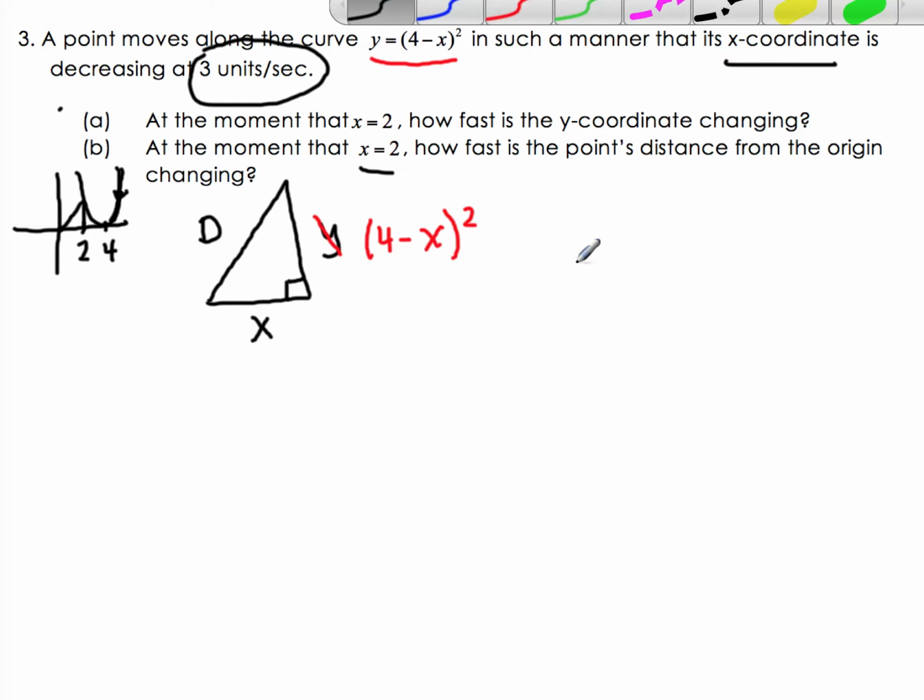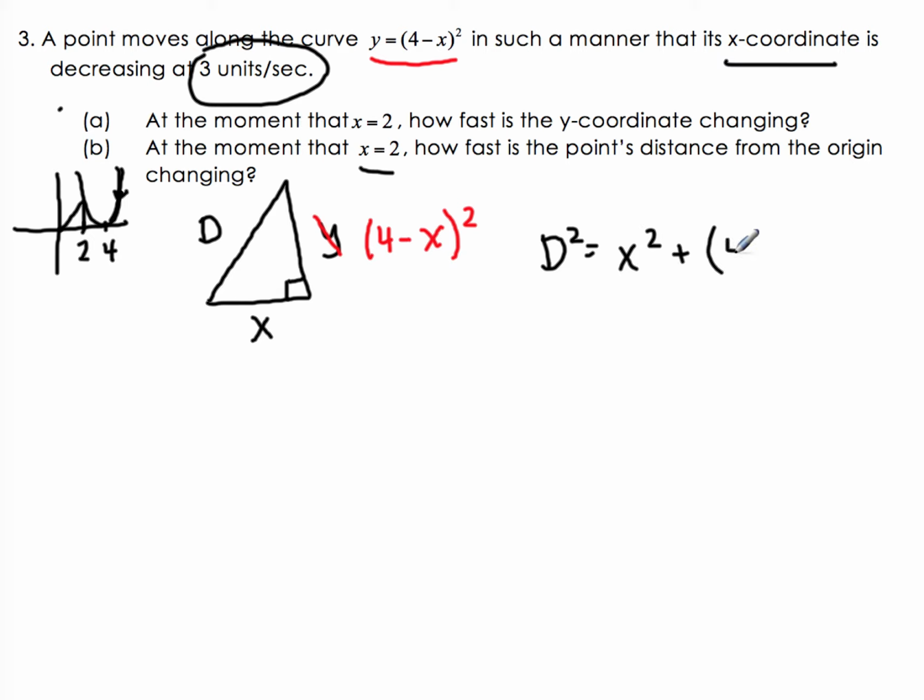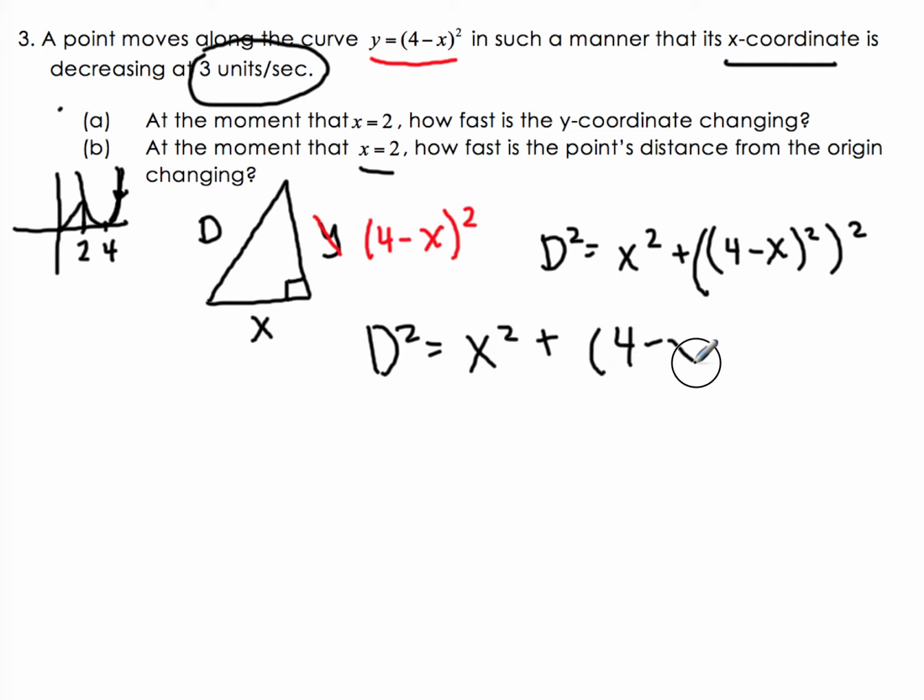And now from here we can come up with an equation. We're looking for the rate of change of the distance from the origin. We can just do that with the Pythagorean theorem. So our distance squared equals x squared plus our y squared, which ends up being 4 minus x squared, squared. I'll simplify a little bit here. Distance squared is x squared plus (4 minus x squared) squared.